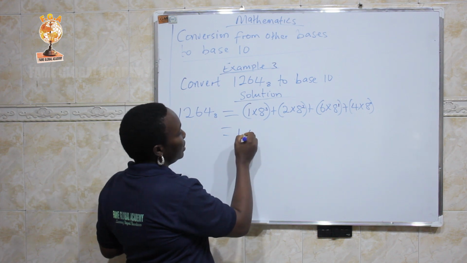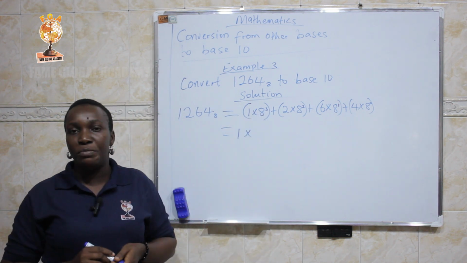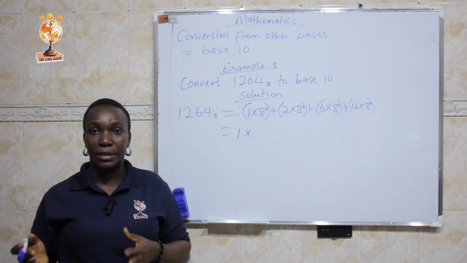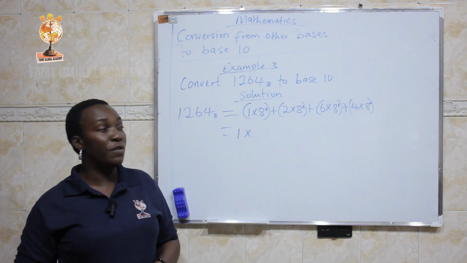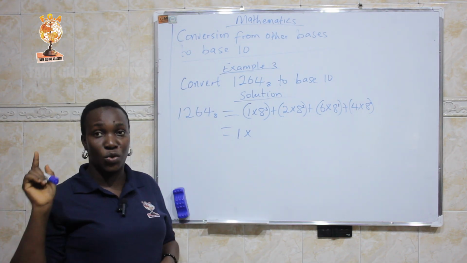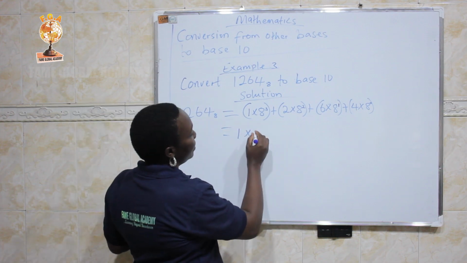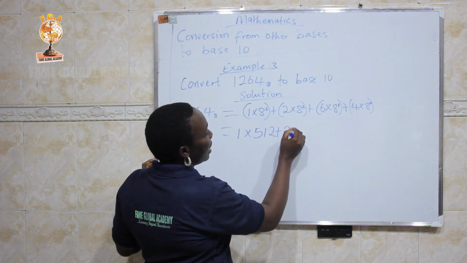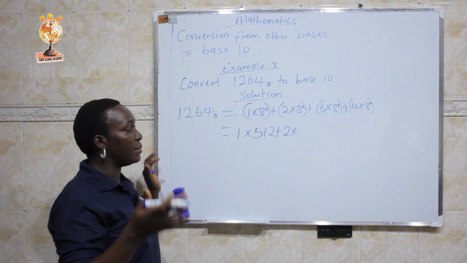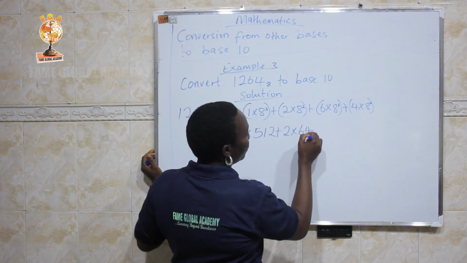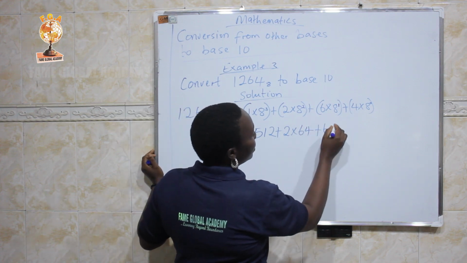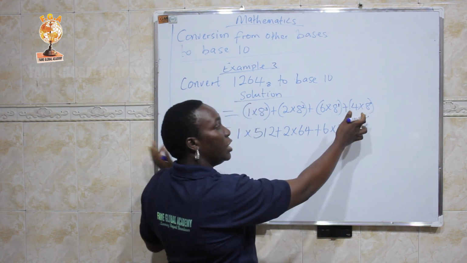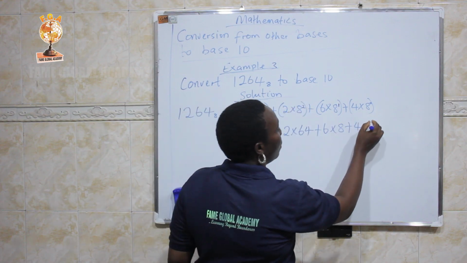So this will give us 1 times 8 raised to the power of 3, which means 8 times 8 times 8. Okay, so 8 times 8 is 64. 64 times 8 will give us 512. So 64 times 8 is 512. Plus, this is 2 times 8 raised to the power of 2, which means 8 times 8, which is what? 64. Okay, plus, this is 6 times what? 8, plus 4 times, I told you before, any number raised to the power of 0, the answer is 1.